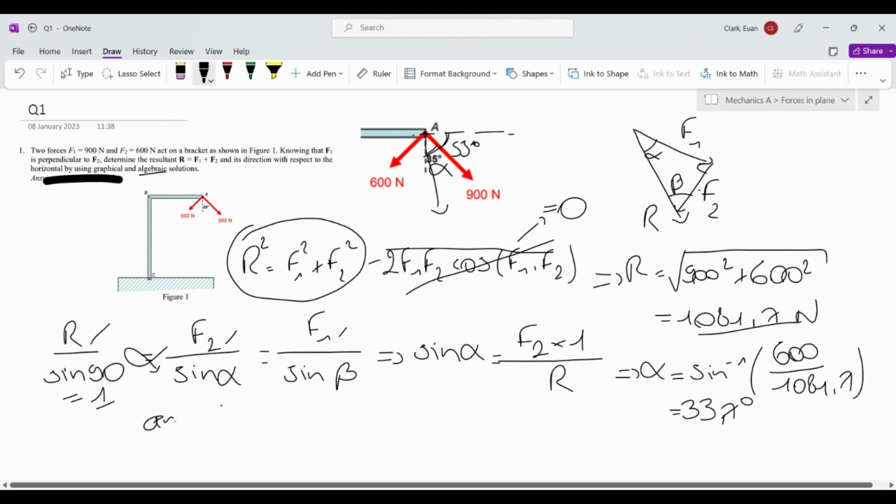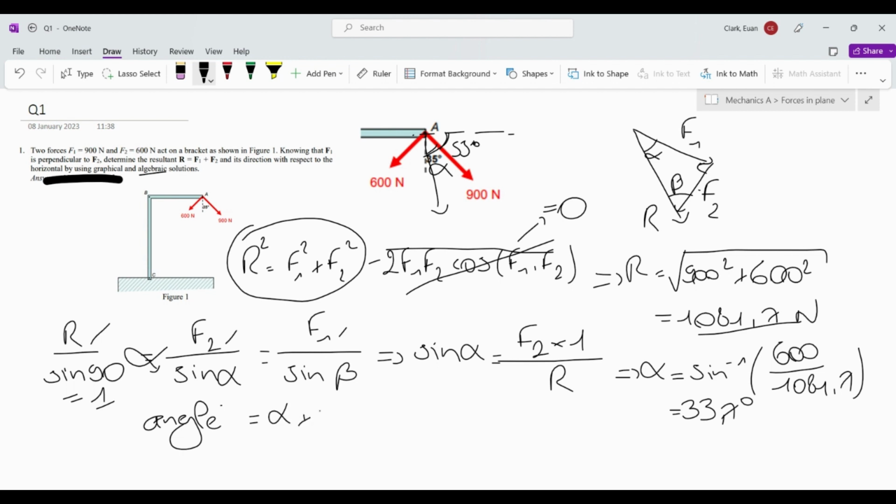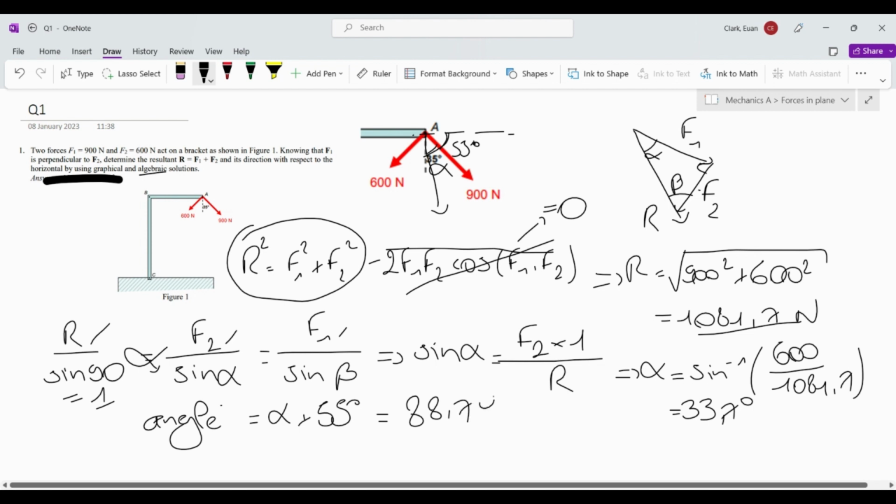So the angle is simply equal to alpha plus 55 degrees, and this is equal to 88.7 degrees, which is what we have in the answer above. Here we go, fantastic. So hopefully you got that right.